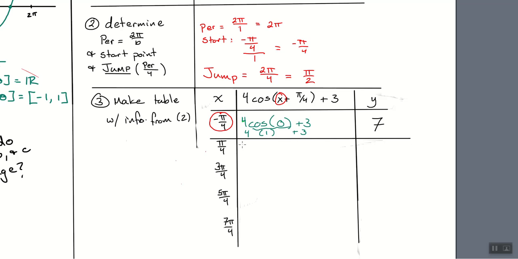If I plug in pi fourths, what does my argument become when I have pi fourths plus pi fourths? 3 pi. Try again. 2 pi fourths, can that simplify? Pi halves. Plus 3 still, right?